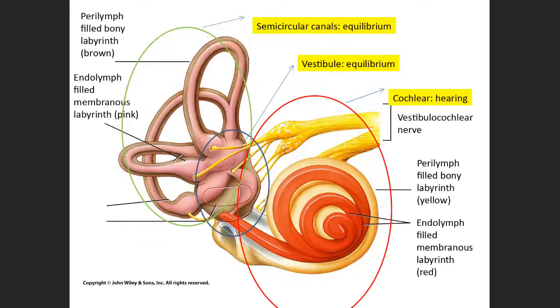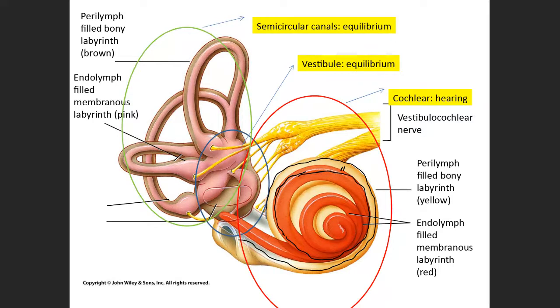So this picture is trying to depict that. This outer yellowish area is bone. Then there is a little bit of a space between the bone and the red structure, which is made of a membrane. So it is exactly the same shape, but inside. It's almost a bony tube, and inside the bony tube is a membranous tube. And these tubes have funny looking shapes, like a snail, for example.